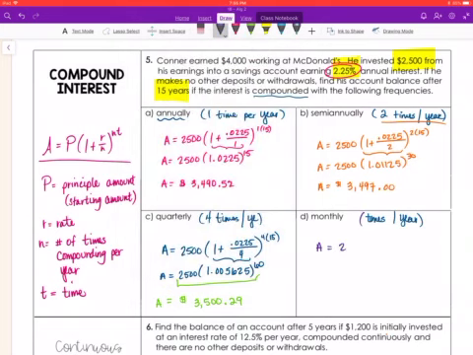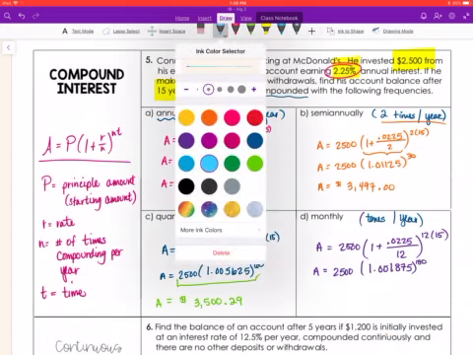So my amount is equal to $2,500 invested times the quantity of 1 plus 0.0225 over 12, since monthly means it's going to be compounded 12 times per year, raised to 12 times 15 years. So again, I'm going to clean this up a little bit. Make sure you guys are checking in your calculator too, because I can make mistakes. So add this up, and I got 1.001875, and then 12 times 15 is 180, raised to the 180th power.